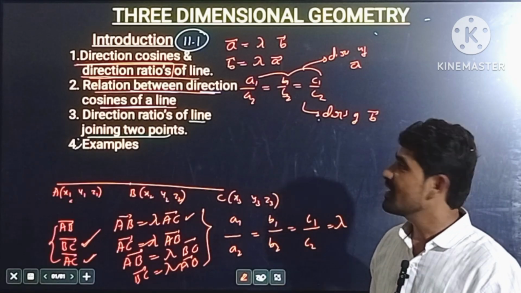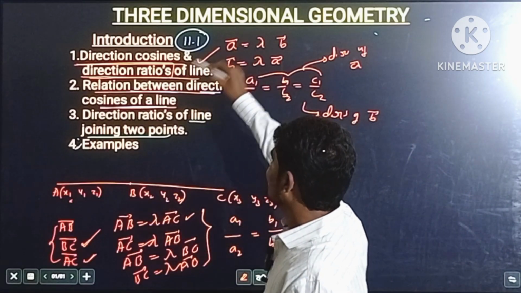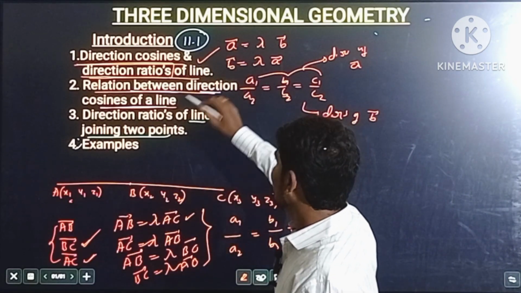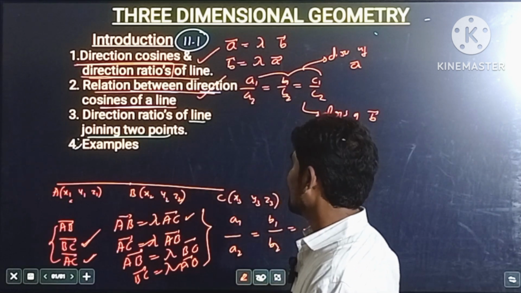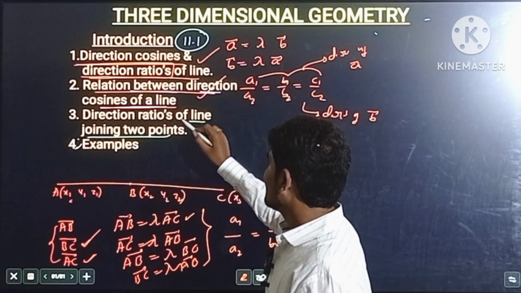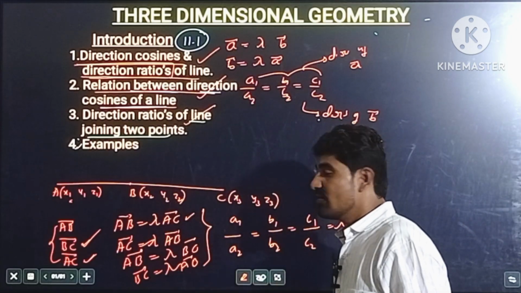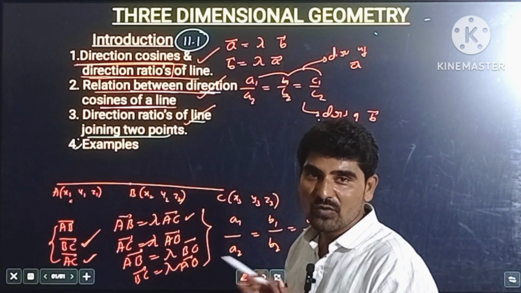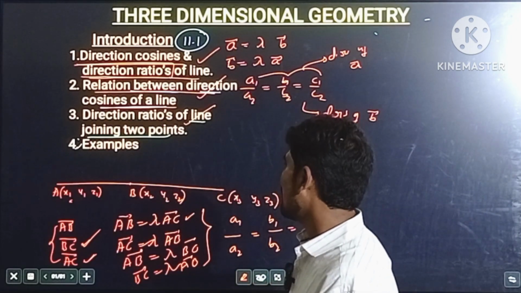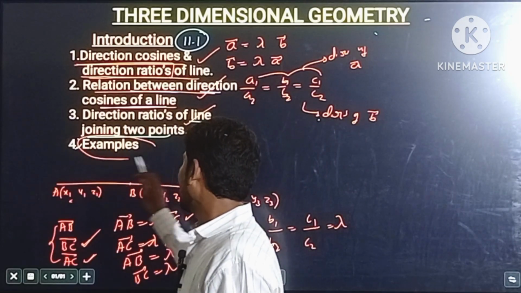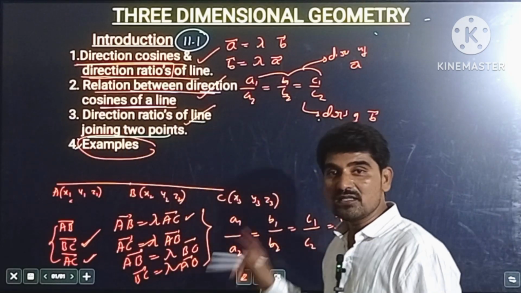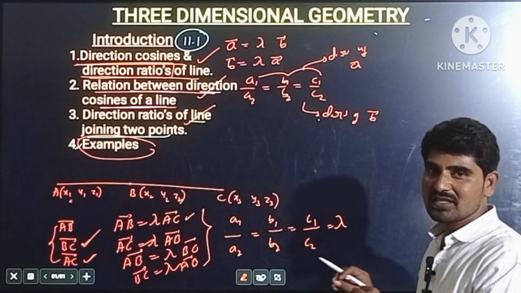So finally I completed what? First one, direction cosines and direction ratios of a line, and then relation between direction cosines of a line, and then direction ratios of a line joining the 2 points, and at last the way of proving 3 points are collinear. So at last we need to solve some examples based on these four concepts that I discussed in this video.